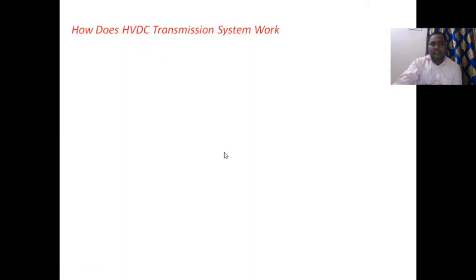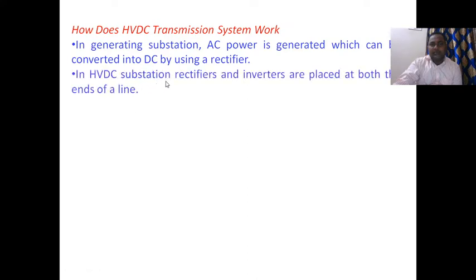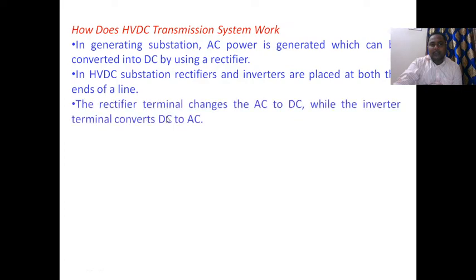How does the HVDC transmission system work? In the generating substation, AC power is generated, which is converted into DC by using a rectifier. In the HVDC substation, rectifiers and inverters are placed at both ends of the line. The rectifier terminal changes AC to DC while the inverter terminal converts DC to AC.